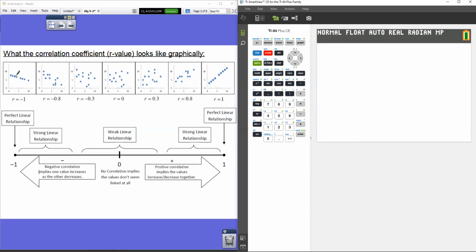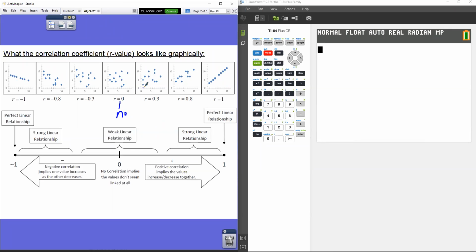The stronger relationship is when it's closer to negative 1 or positive 1. Notice how tightly these dots are forming a line. And then as we gradually get closer to 0, those dots get farther and farther spread apart. So when we have an R value of 0, this is no correlation because the dots are just randomly all over the place.